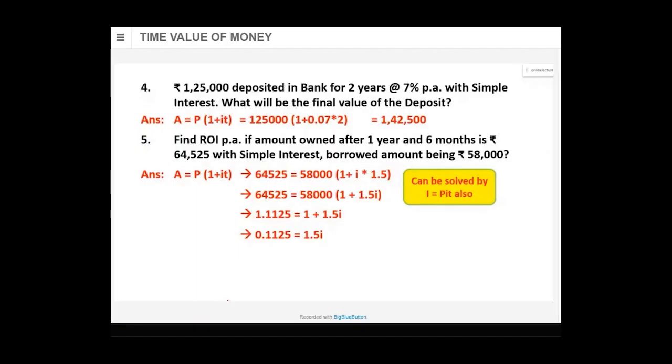Now 0.1125 is equal to 1.5 I. 1.5 I means 1.5 into I. When 1.5 goes to that side, it will become divide. Here it is into, it will become divide. So the answer I got is 0.075, but this is in decimal form. Rate normally comes in percentage form, so I'll have to convert it into percentage form. Whatever answer I get, I'll have to multiply it by 100. 7.5% per annum is I.